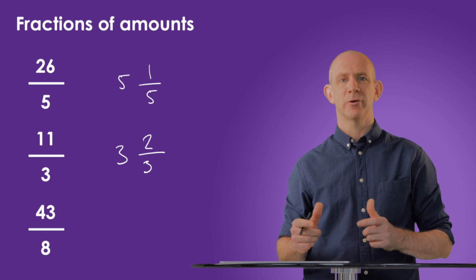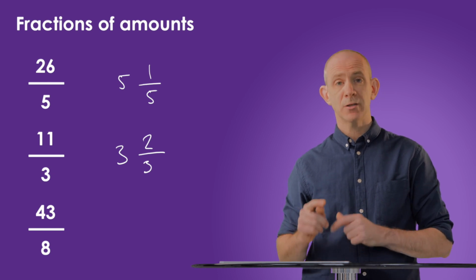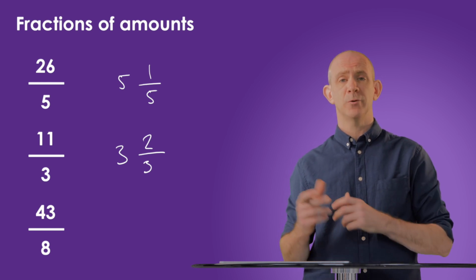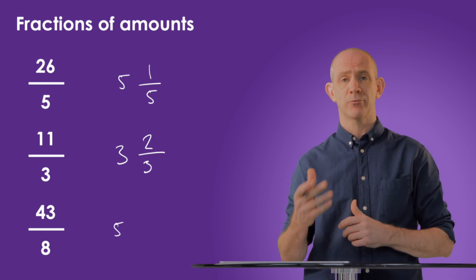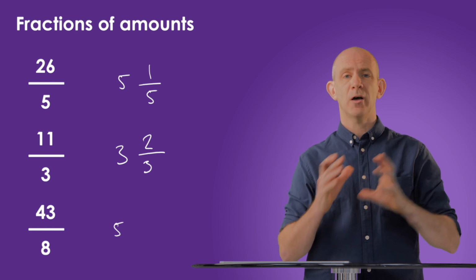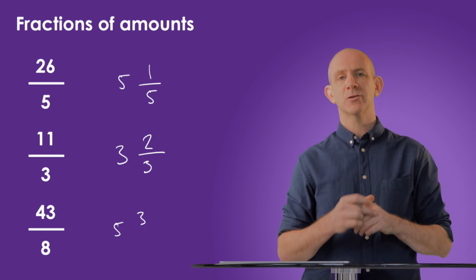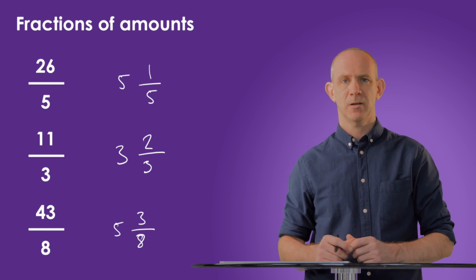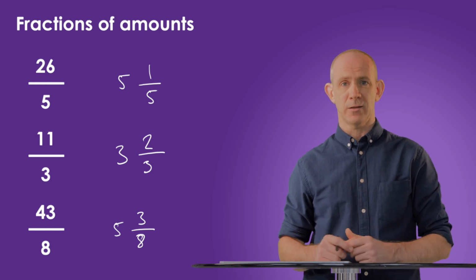Lastly, we have 43 over 8. So how many times will 8 go into 43? 8 times 5 will give us 40. If we subtract that from the 43, we get 3 as the remainder. So 5 is the whole number. 3 as the remainder then goes over the top of the original denominator, which was 8. So we end up with 5 and 3/8.